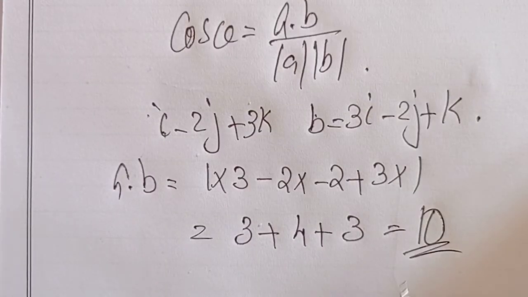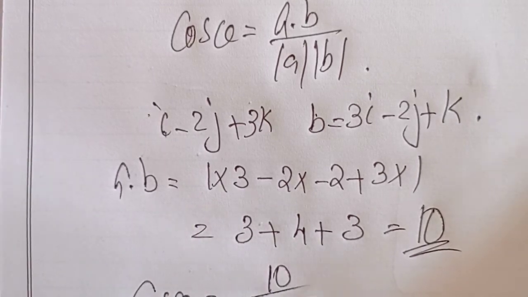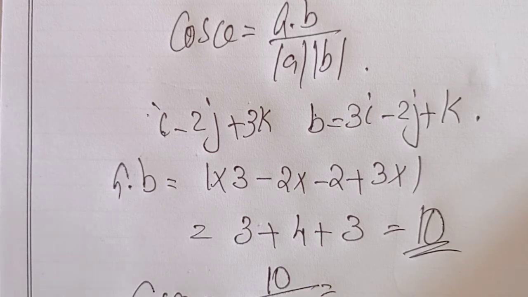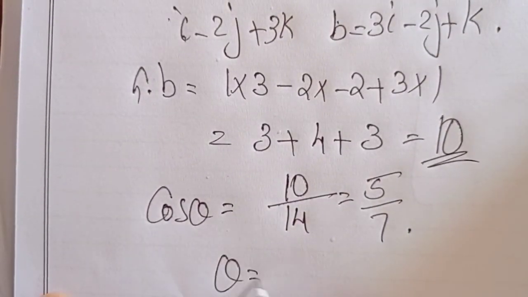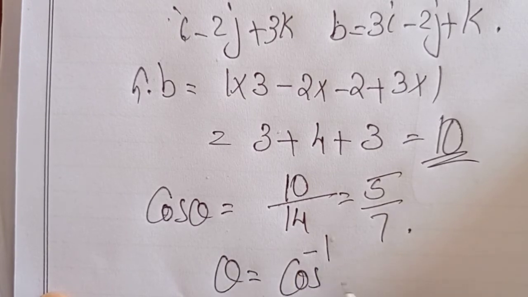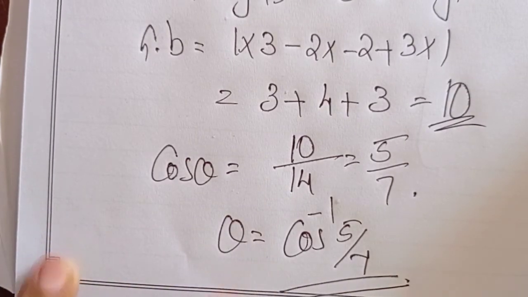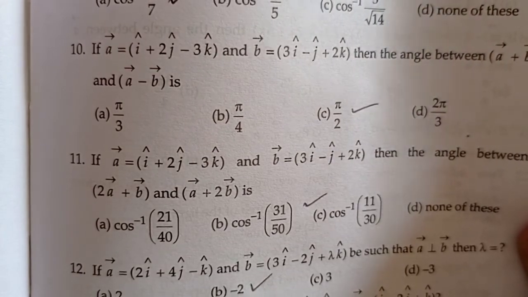Then you have to find what is mod A and mod B. Therefore, the final answer cos theta is 10 by 14. All of you check the answer. Cos theta is equal to 10 by 14. That is equal to 5 by 7. Therefore, theta is equal to the correct option, cos inverse 5 by 7. Theta is cos inverse 5 by 7. Agree? Then the next question.